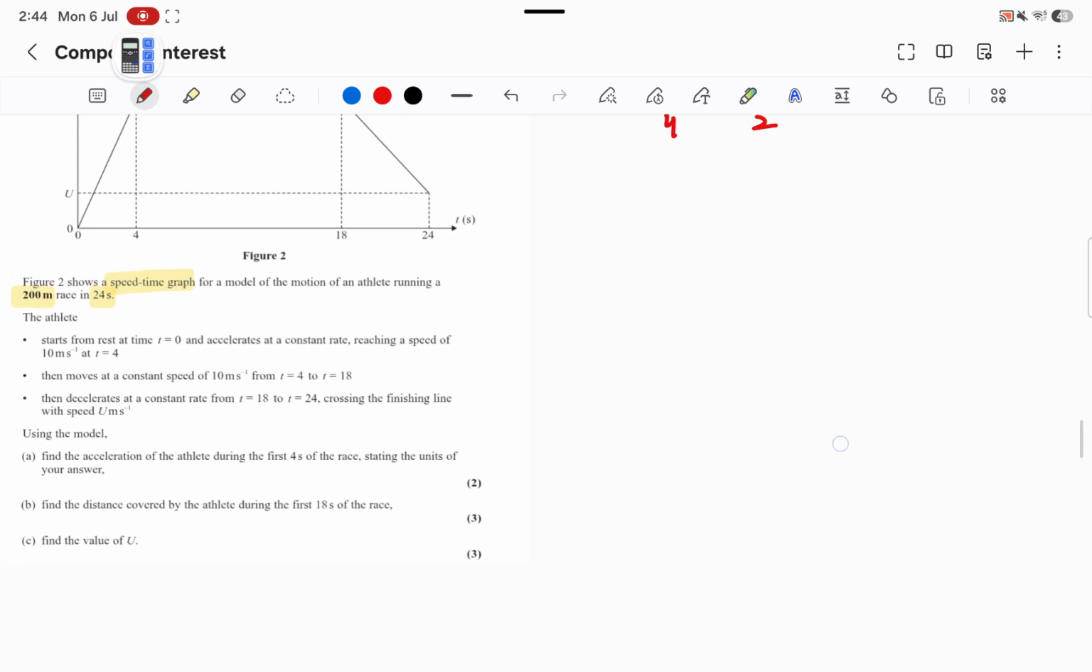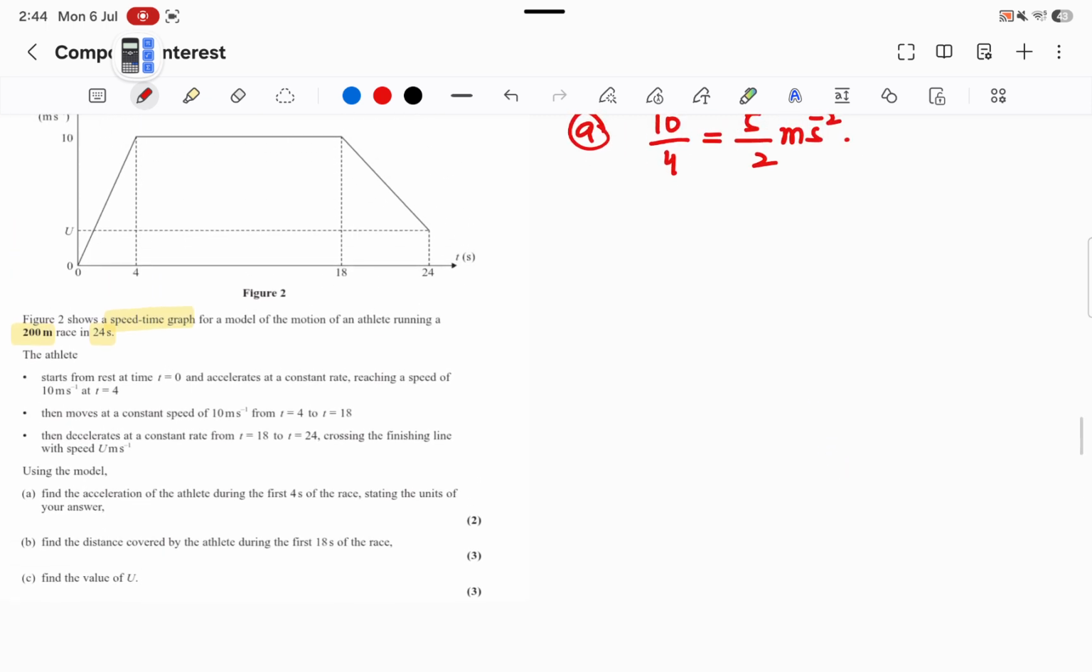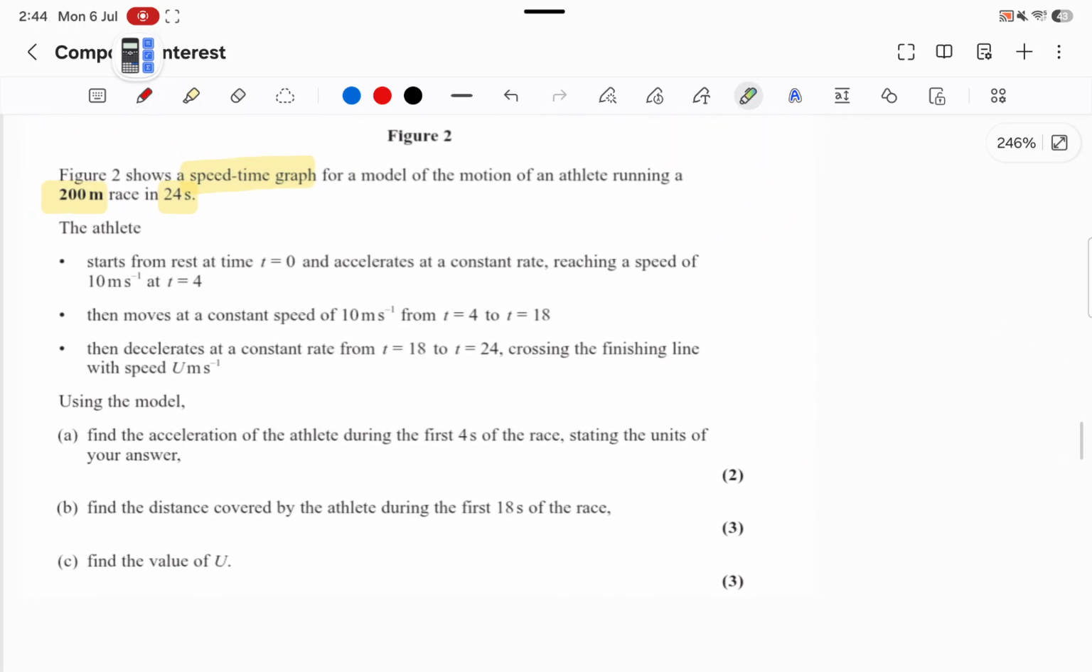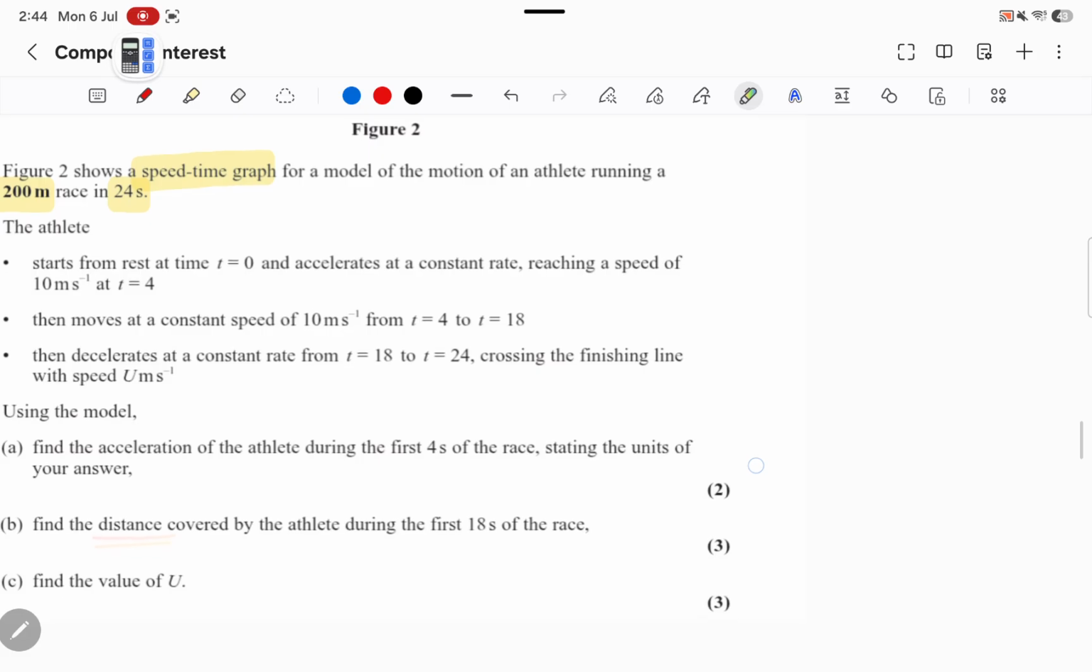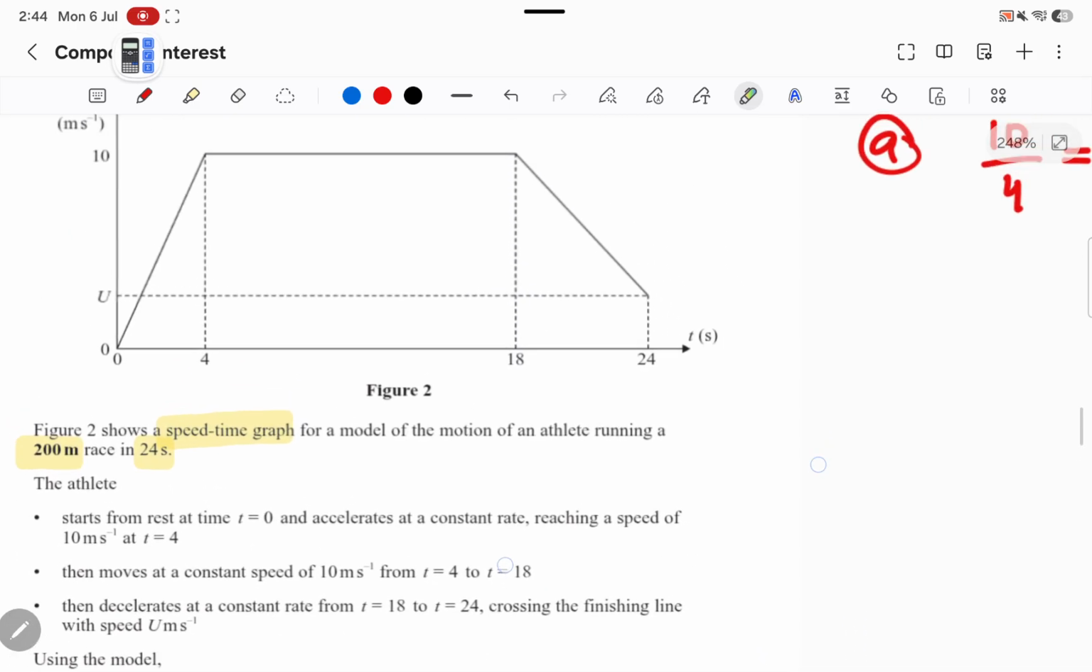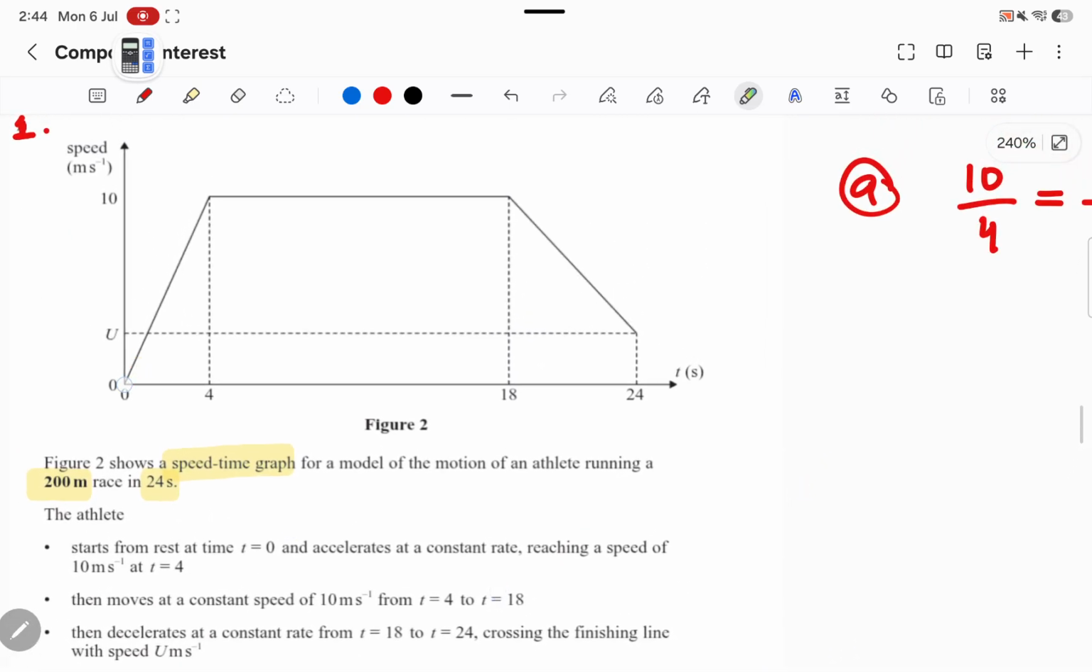All right, so part B is to find the distance covered by the athlete during the first 18 seconds of the race. Now we need to find the distance. In a speed time graph or a velocity time graph, if you're supposed to find the distance, we need to find the area under the curve. So we need to find the distance covered by the athlete in the first 18 seconds. That means we need the area of this part of the shape.